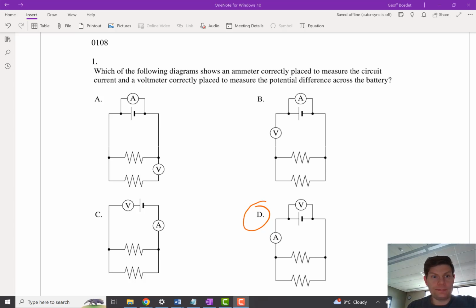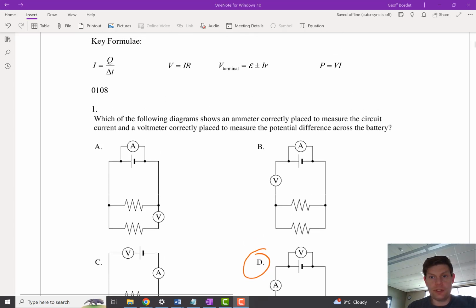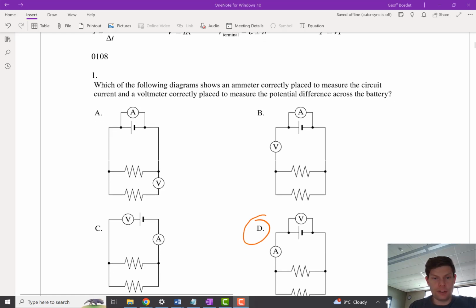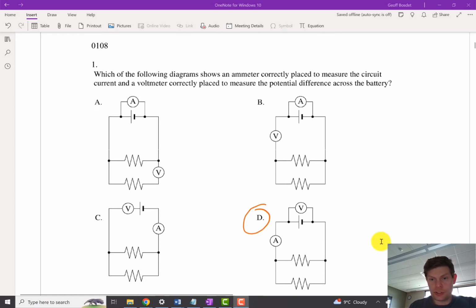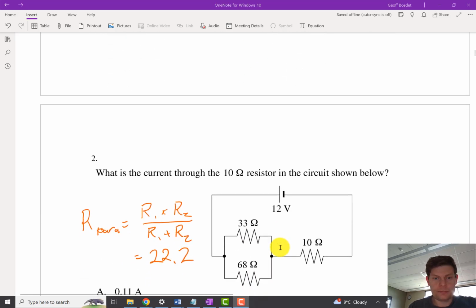Let's learn some circuits. All right, first question. You want to know how to hook up an ammeter and a voltmeter to measure the total circuit current and the voltage across the battery. It's going to be this guy because the voltmeter has to be connected in parallel across our total voltage, which it is right here. It's not right in any of the others. And the ammeter must be in series in such a way that all electrons must pass through it if you're looking for a total circuit current. And so that's the one there.